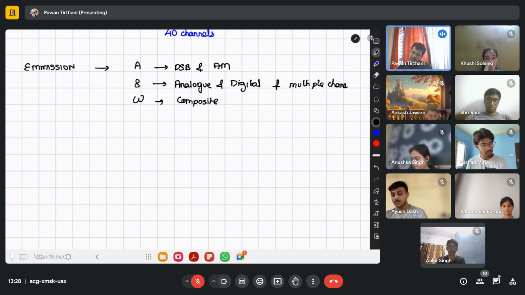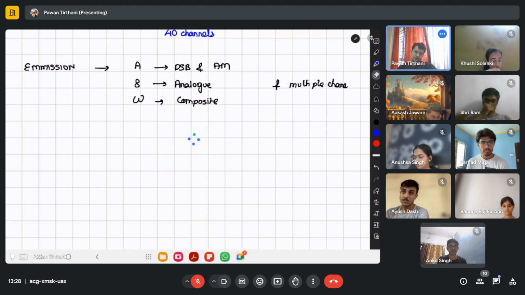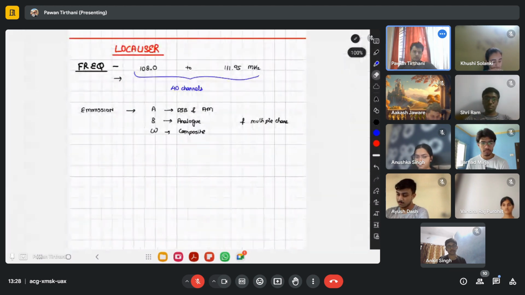But 8 contains only analog information. As per the chart, 8 contains analog information only and not a digital system. Okay, thank you for correcting me, Ankit. 9 means composite system of analog plus digital. Okay, good.